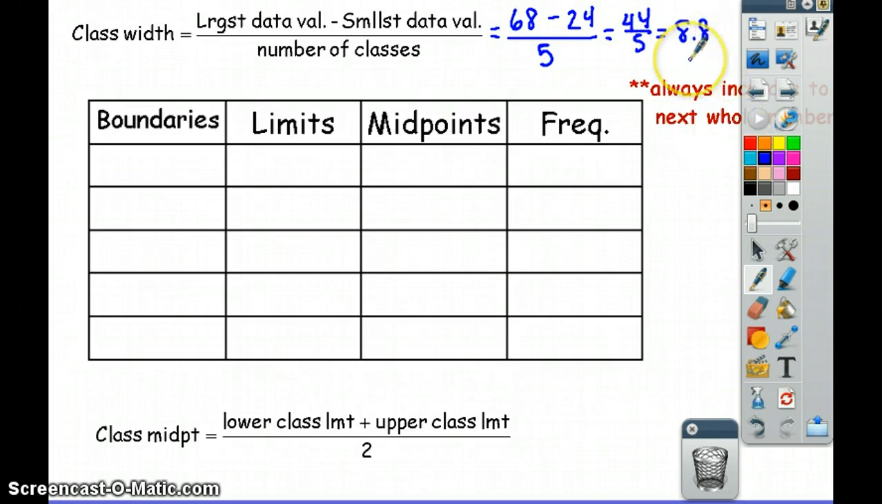No matter what number we get here, you want to round up to the nearest integer. So if we got an 8.1, I would round up to 9. If I got an 8.4, I would round up to 9. If I got an 8, I would round up to 9. Always, whatever number you get, round up to the next integer. So 9 is my class width.